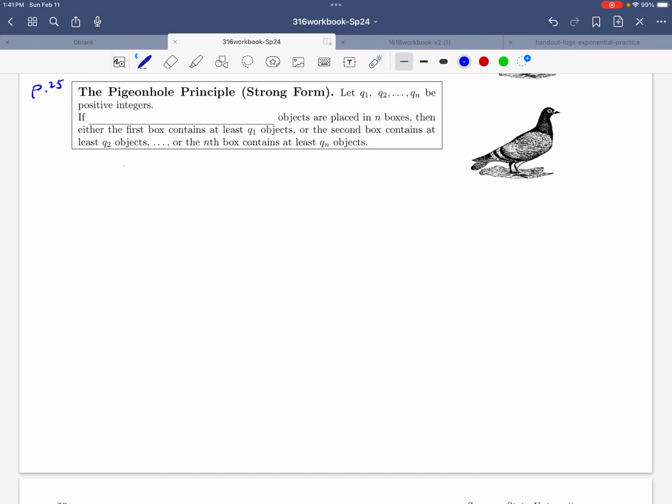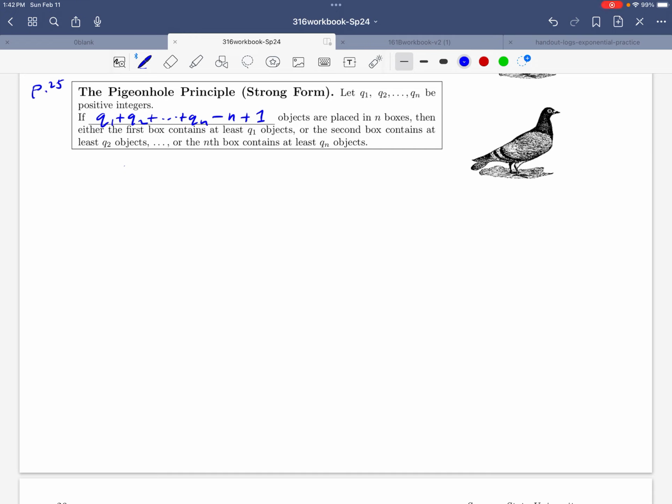Okay, so we'll start with the assumption that we've got a list of positive integers, q1 through qn. They can be any numbers as long as they're positive whole numbers. And what this form of the pigeonhole principle says is that if we put this number of objects in n boxes, and here's the number, q1 plus q2, and so on up to qn, minus n plus 1. If you put that number of objects into n boxes, then we get a kind of complicated sounding OR statement.